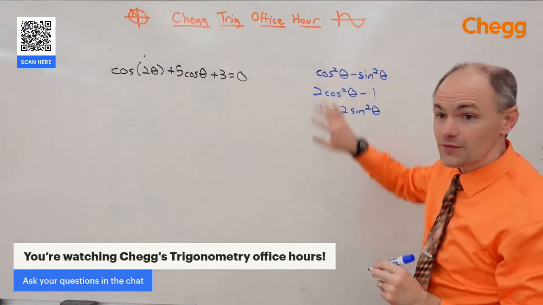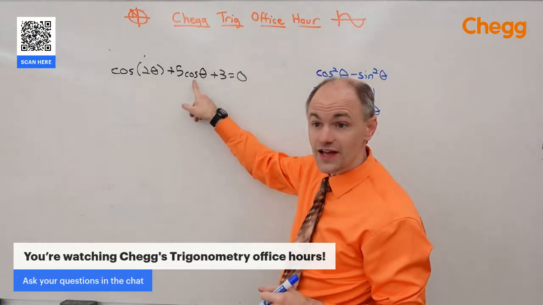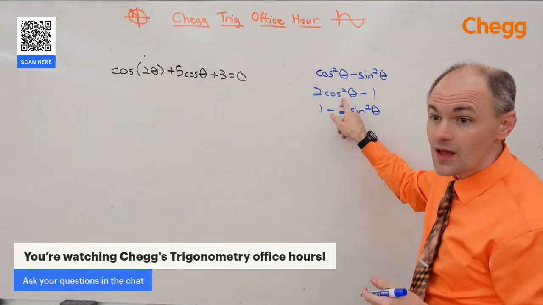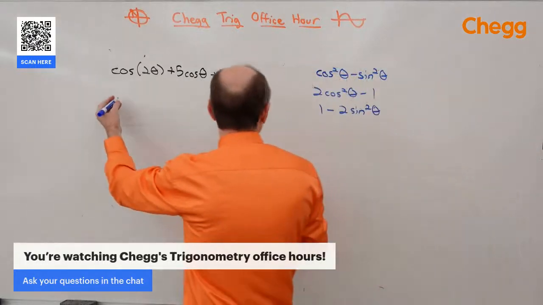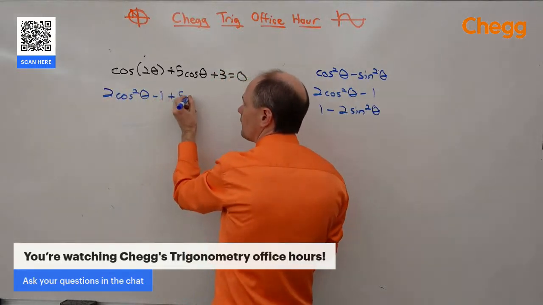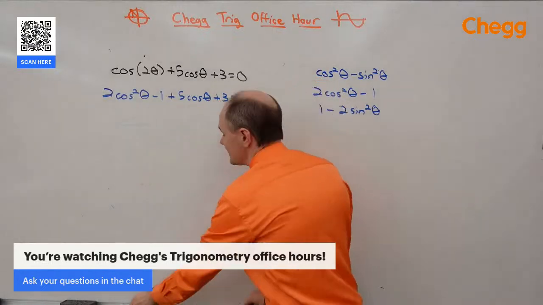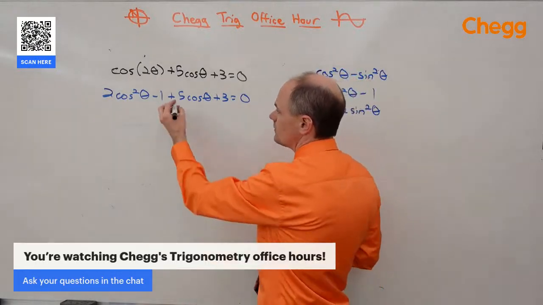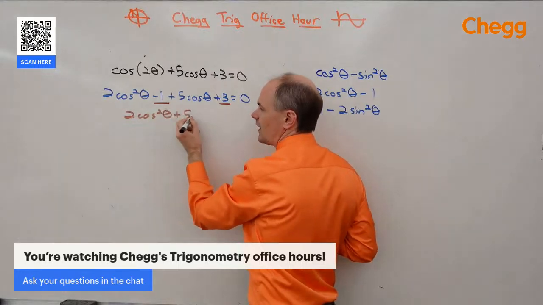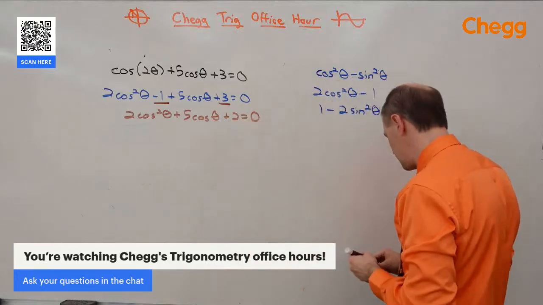We can use the basic Pythagorean identity to show all 3 of these are actually exactly the same. Here we have cosine hanging out in the rest of the equation, so I probably want the one that just has cosines. So let's make that substitution. Cosine of 2 theta is 2 cosine squared of theta minus 1. We've got plus 5 cosine of theta plus 3 equals 0. Let's combine like terms of the minus 1 and the plus 3. So we have 2 cosine squared theta plus 5 cosine theta plus 2 equals 0.